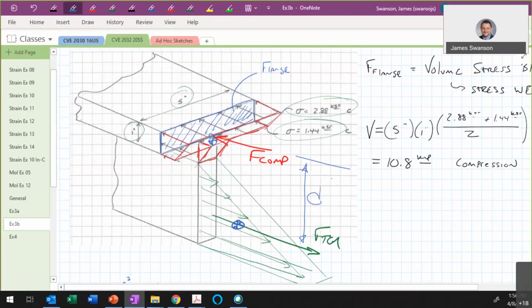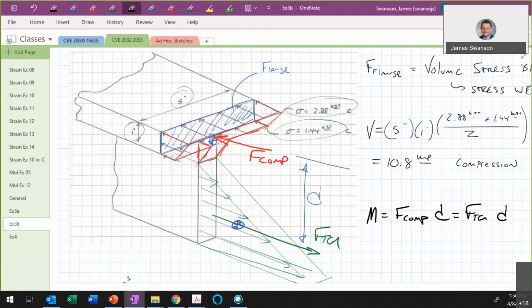We could call it A. Different textbooks call it different things. And it works out that the bending moment is equal to the force in compression times that distance D, or it's also equal to the force in tension times that distance D. And it circles back around to where you can represent the force that's in a flange or in a component or a part of your cross section as a concentrated load equivalent. And then that force times the distance is representative of the moment.